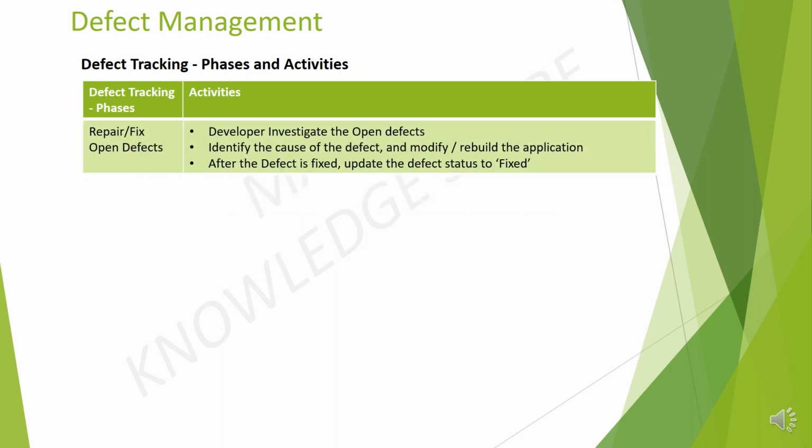Next in the defect tracking phase is fixing the open defect. The activities to be performed during this phase are: first, the developer will investigate the open defect. Then the developer will identify the cause of the defect and modify or rebuild the application, and after the defect is fixed, will update the defect status to fixed in the system.